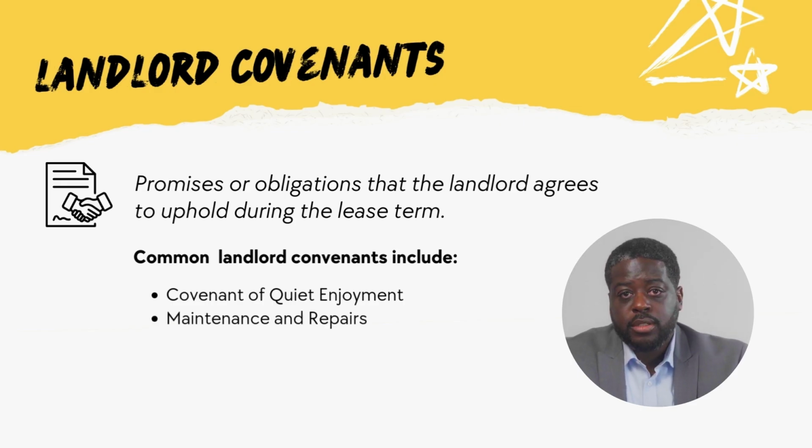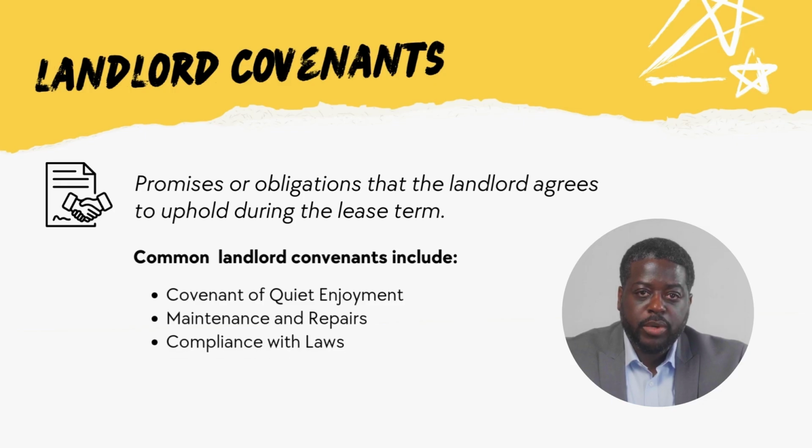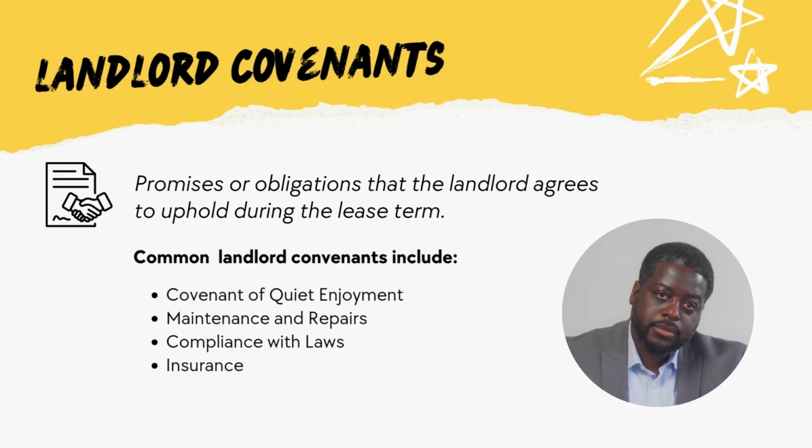Maintenance and repairs. The landlord may be responsible for maintaining the structural integrity of the building and common areas, as well as making necessary repairs to ensure the property is safe and habitable. The landlord must also ensure that the property complies with all applicable laws, regulations, and building codes. Also, the landlord typically agrees to carry insurance for the building, covering risks such as fire, natural disasters, and liability.